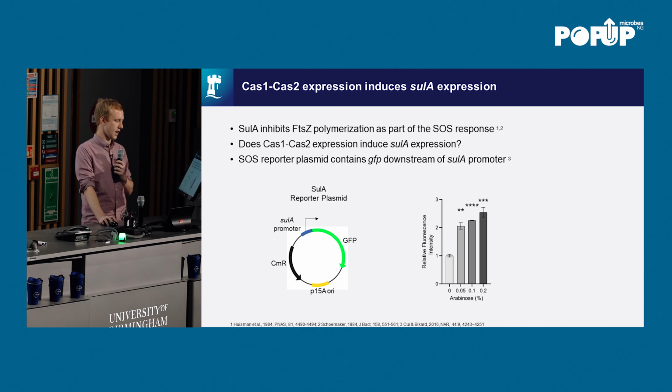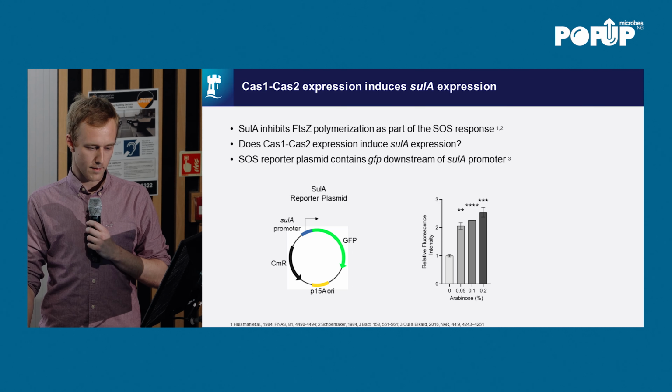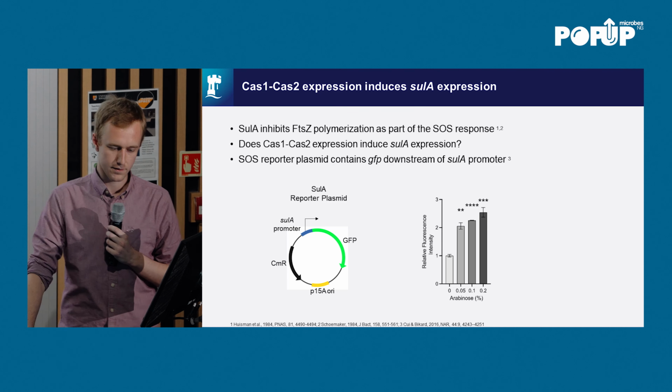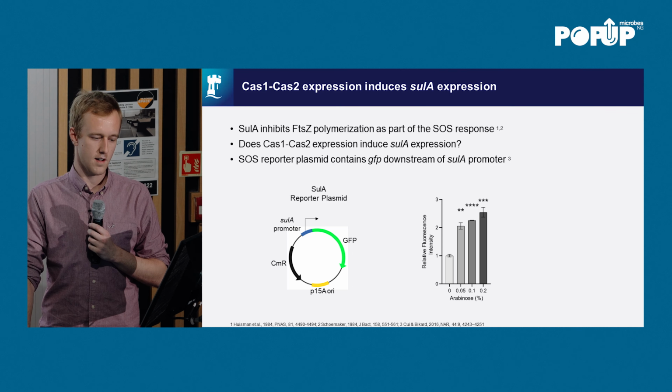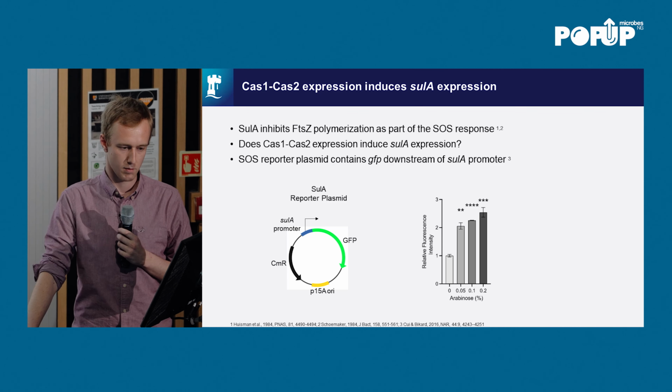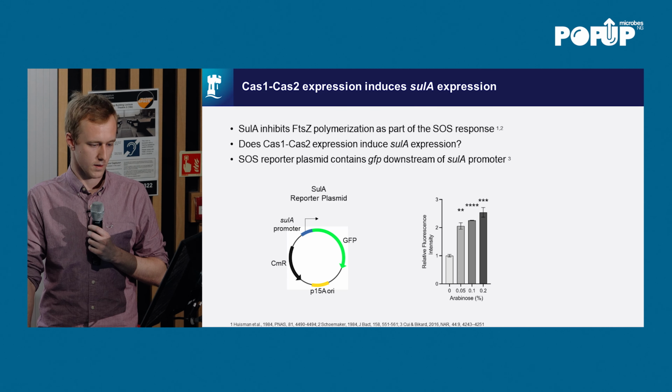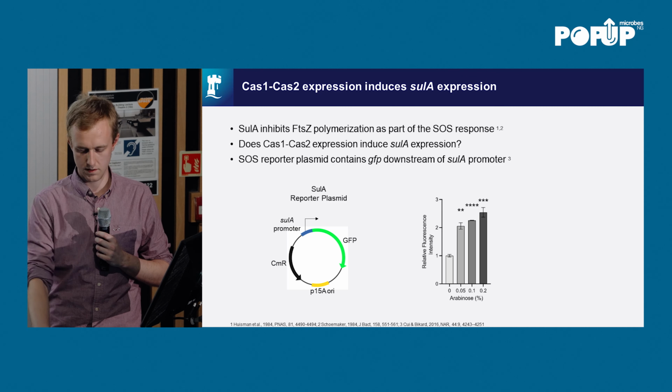So to study this, I used a SOS reporter plasmid. So this contains a GFP gene downstream of the SOS promoter. So that means that when native SOS is expressed from the chromosome, the GFP will also be expressed from the reporter plasmid, and you'll then be able to use the GFP readout as a proxy for SOS gene expression. So I then induced Cas1-2 expression across a range of arabinose concentration, and you can see the higher the level of Cas1-2 induction, the higher the consequent level of SOS expression. So therefore, Cas1, Cas2 is causing cellular filamentation by activation of SOS.